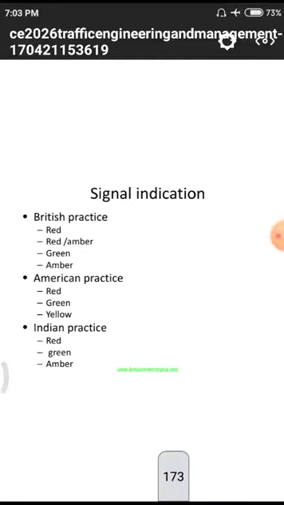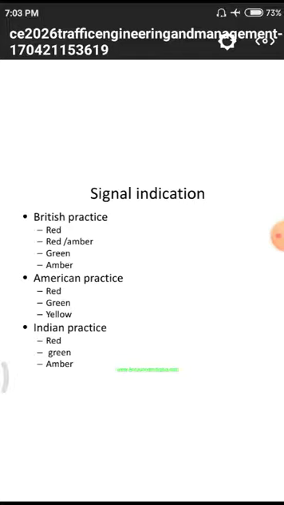Why are we using this signal? What is the purpose of indicating these signals in different places? First of all, these signals were introduced by different practitioners. That means previously we had no signal system. After the Britishers, we found this kind of signal system. Normally in the 1880s, they introduced this signal system.